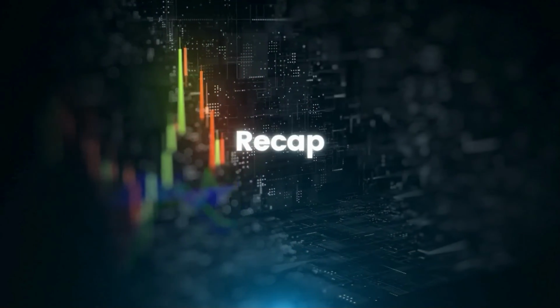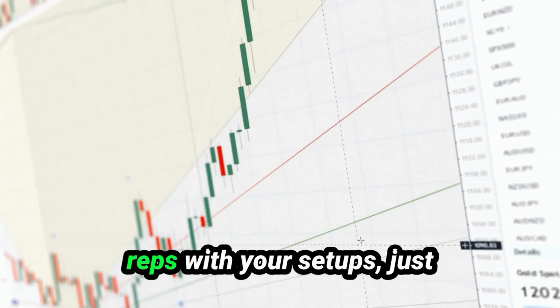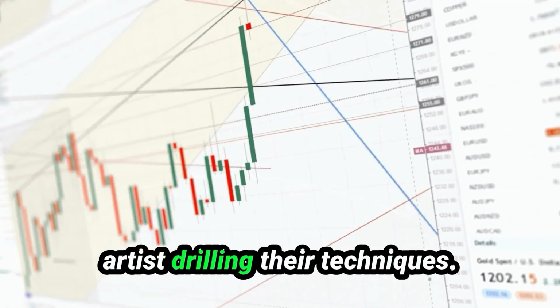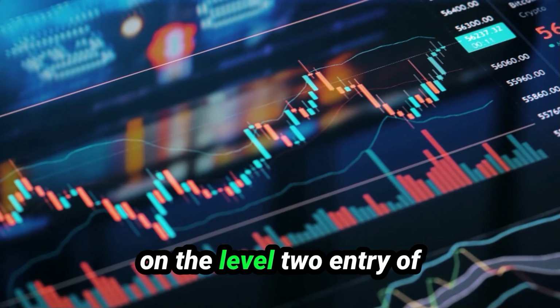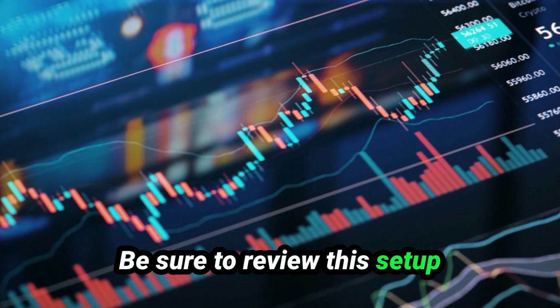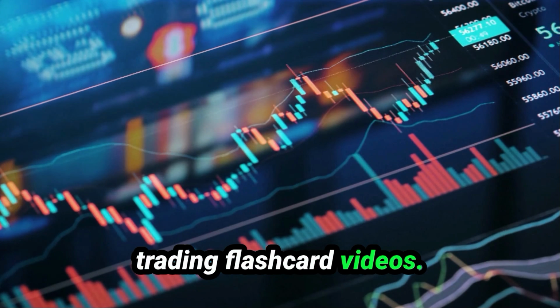Recap. Using flashcards is a simple but powerful way to get more reps with your setups, just like an athlete or a martial artist drilling their techniques. In this video, we focused on the level 2 entry of the market maker model. Be sure to review this setup and stay tuned for more trading flashcard videos.